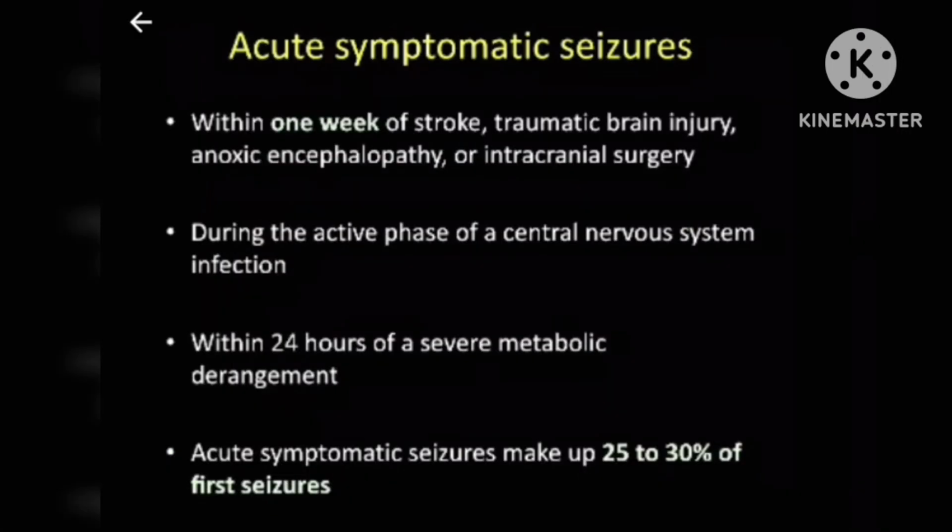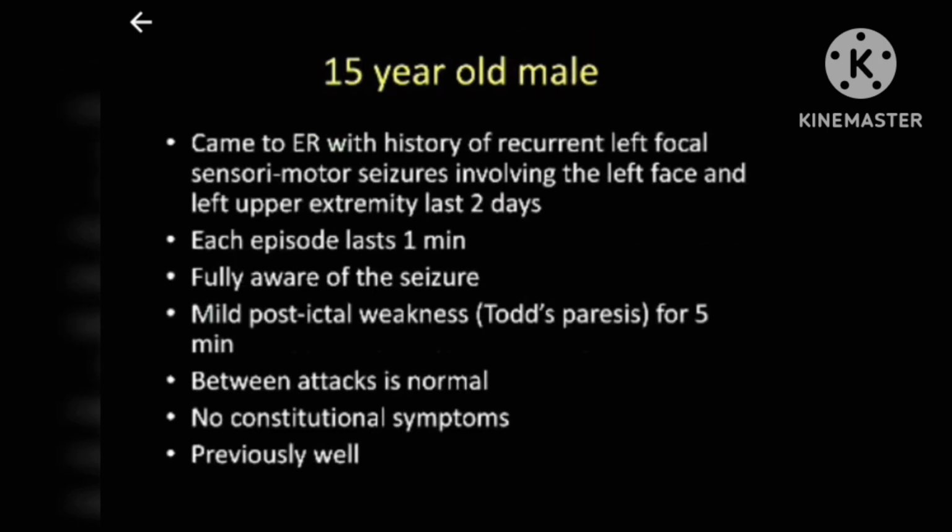So we started on. Now, this is an acute symptomatic. What is an acute symptomatic? Acute symptomatic means a seizure happens within 1 week of an acute insult to the brain, which could be a stroke, a traumatic injury, anoxic encephalitis, intracranial operation, whatever it is. And it's during the active phase of the central nervous system infection, or within 24 hours of a severe metabolic derangement. Acute symptomatic seizures are a very common cause, so we all have to know about it.